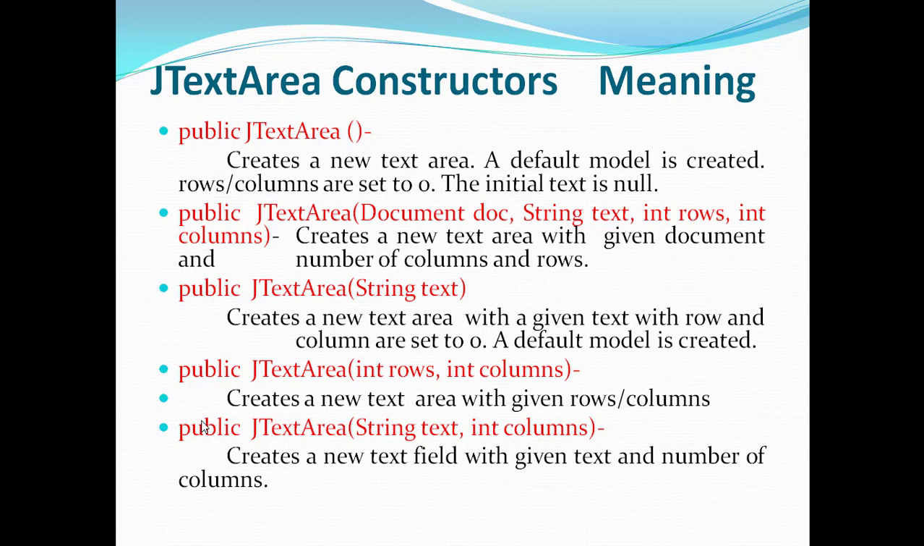Third, public JTextArea(String text) creates a new text area with the given text, with rows and columns set to 0. A default model is created. Fourth constructor, public JTextArea(int rows, int columns) creates a new text area with the given rows and columns. Fifth constructor, public JTextArea(String text, int rows, int columns) creates a new text area with the given text and number of rows and columns.